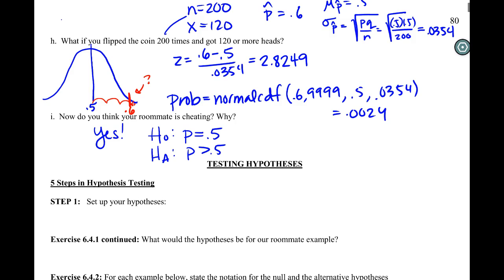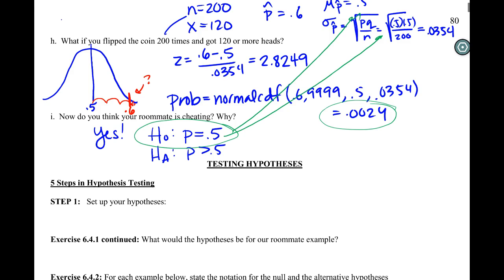This we can't test because we don't have a set p. There's no way to actually do that. But the first one we can, and that's exactly what we just did. We said, okay, well, if this is true, if this is the real mean, and that's the thing we use in our standard deviation, if that's true, well, there's a 0.24%, less than 0.25% chance that we get 60% heads in 200 tosses.